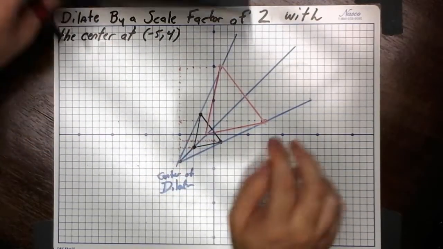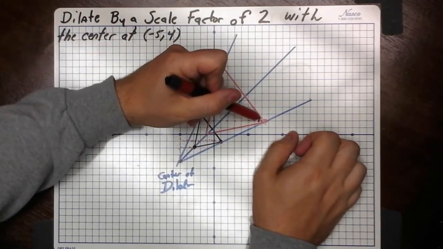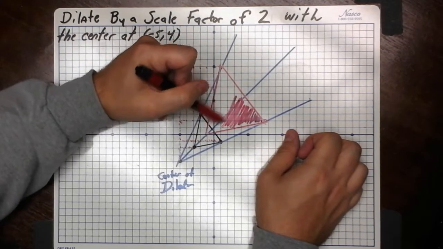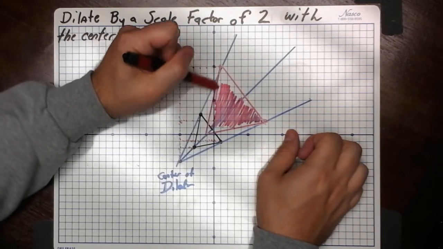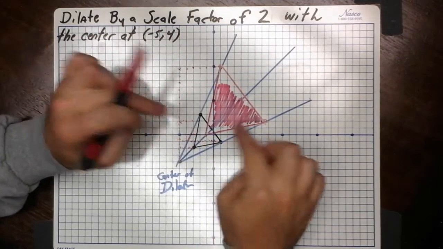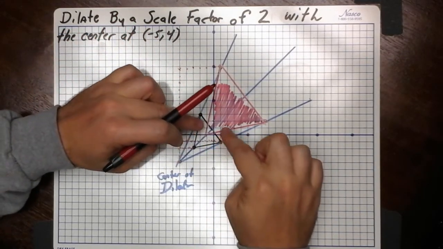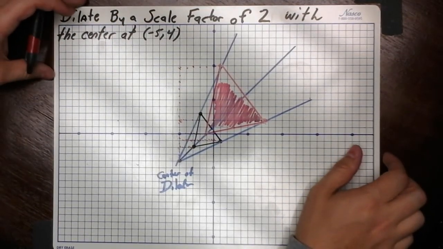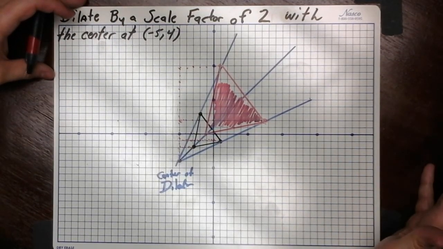There we go. So this here, which I'm going to try to color in a little bit, is my triangle that is dilated. It is double the size of this one, and it still lines up with the center of dilation. All right, so there is that one.